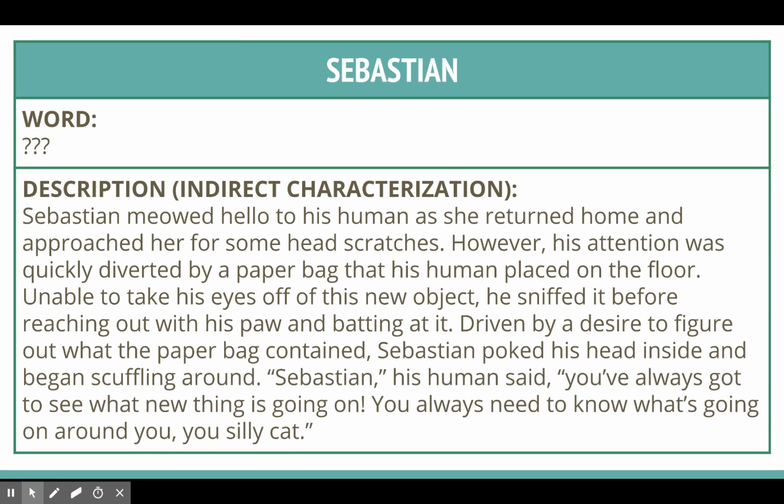It reads, Sebastian meowed hello to his human as she returned home and approached her for some head scratches. However, his attention was quickly diverted by a paper bag that his human placed on the floor. Unable to take his eyes off of this new object, he sniffed it before reaching out with his paw and batting at it. Driven by a desire to figure out what the paper bag contained, Sebastian poked his head inside and began scuffling around. "Sebastian," his human said, "you've always got to see what new thing is going on. You always need to know what's going on around you, you silly cat." Take a second and try and guess my mystery word.